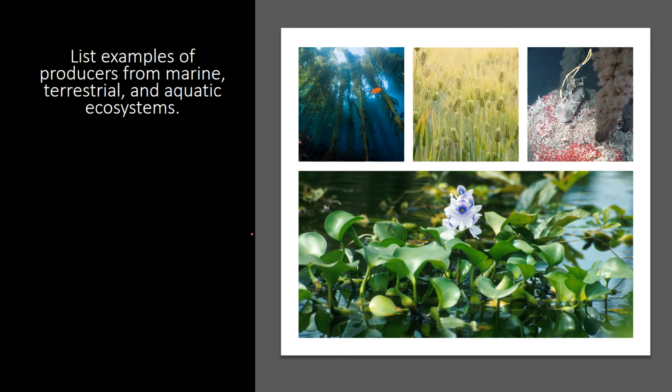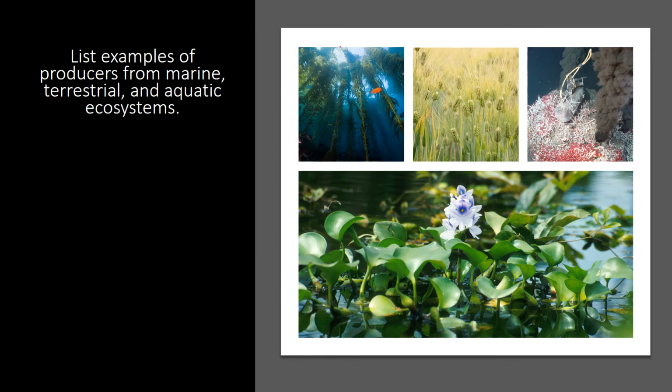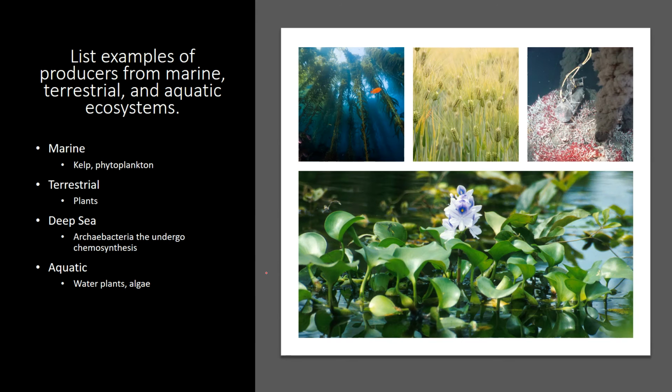All right, so here are some examples of producers for marine, terrestrial, and aquatic life. We have right here, this is a kelp forest, which is a marine. This is barley actually, used for making some bread, some of the first crops cultivated. And then we have this deep sea vent, this smoker, and that's creating, we have our cyanobacteria. Again, you can't really see the cyanobacteria, but we know they're there. And then this is a water hyacinth. It's a plant that's found in fresh water.